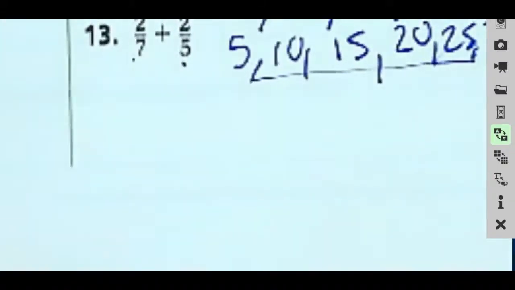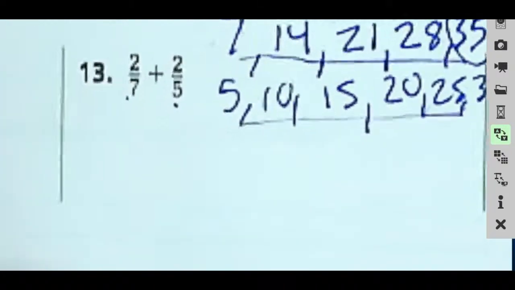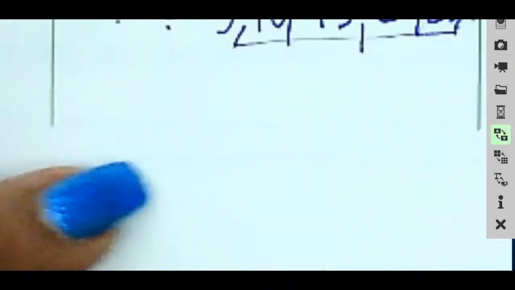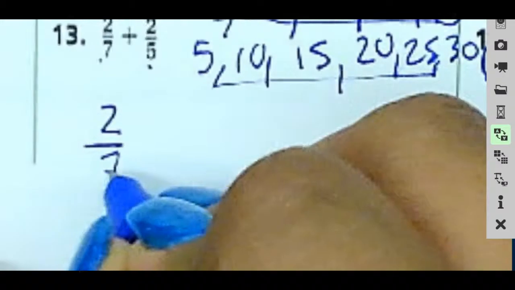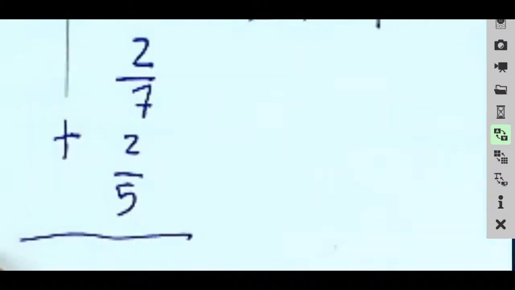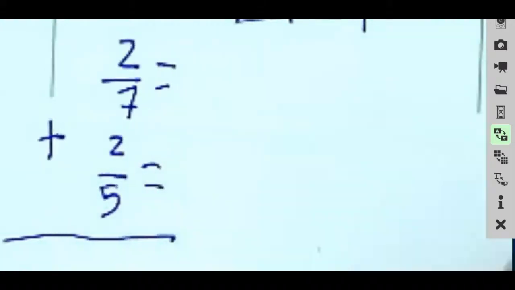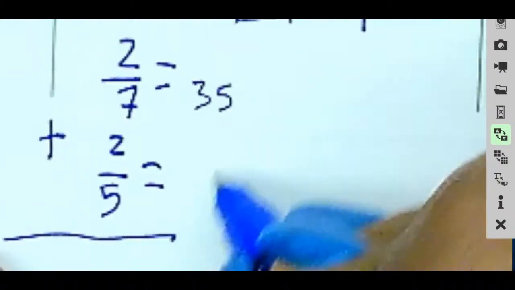So now I need to write my addition problem vertically, because when I do that, I can clearly show which ones are my equivalent fractions. So I'm going to write 2 over 7 plus 2 over 5. Okay? Now, I need to find the equivalent fractions for both fractions because I can't add if my denominators are different. And we found that our common denominator is 35.